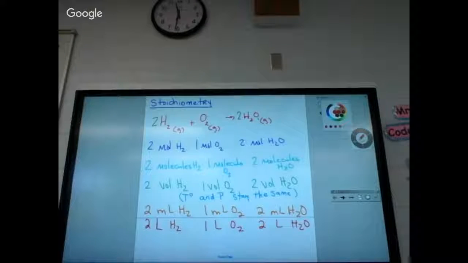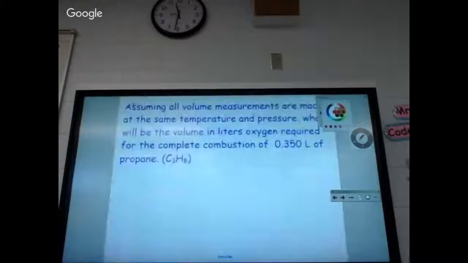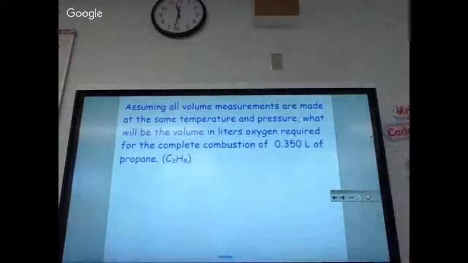Okay? We're still going to have to write an equation. We're still going to have to balance it, but we're going to do it with volumes. Does everybody have what they need off the board? All right, so let's try one. Let me move this thing out of the way. And I'll let you write it.